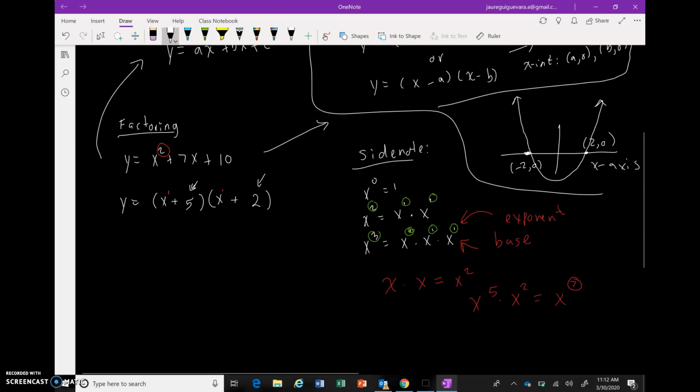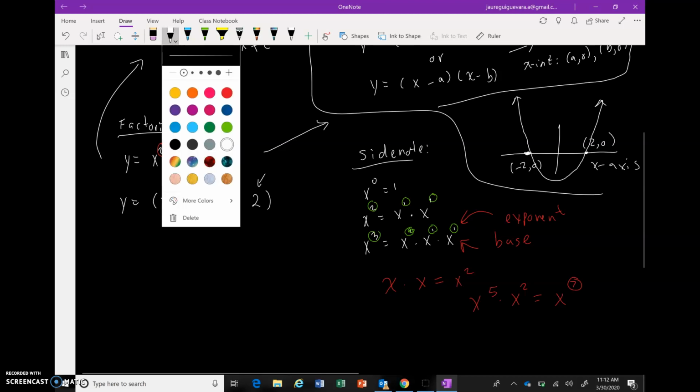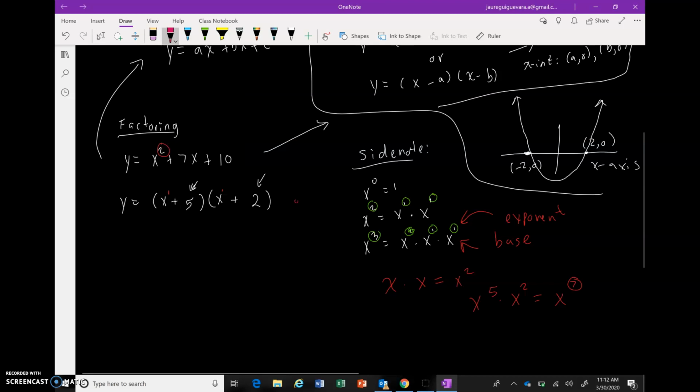This is what my professor used to teach me, you would call it, let me use a different color, looks like a rainbow.